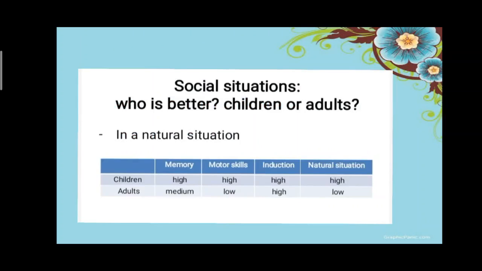Social situation, who is better, children or adults? I imagined before that I will say the difference between children and adults in learning second language. So we can look again at the natural situation in children and adults. Children: memory very high, of course. Motor skills high, of course. Induction high, of course. Natural situation high also. And adults: medium in memory, low in motor skills, high in induction, and low in natural situation.